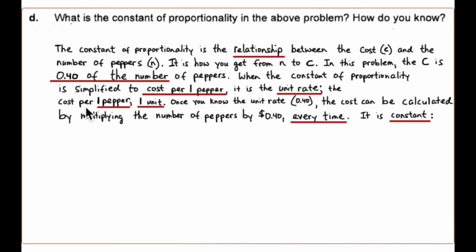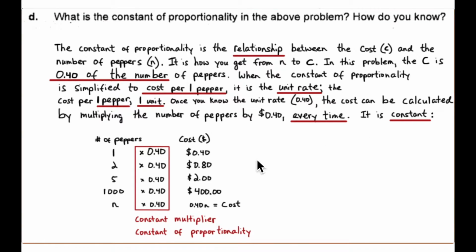What's the cost per one unit? Once you know the unit rate, which is 40 cents in this case, the cost can be calculated by multiplying the number of peppers by that 40 cents every single time. It is a constant. It never changes.